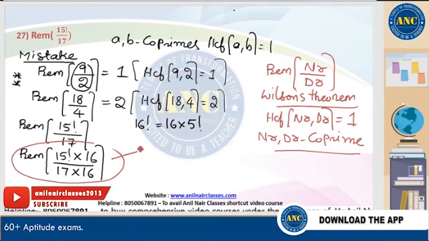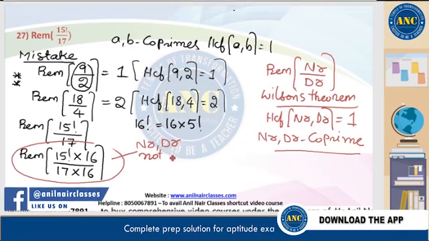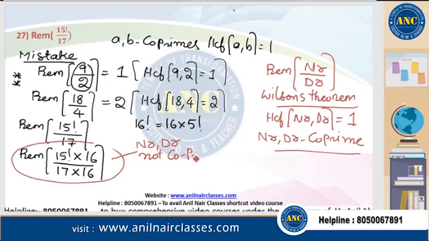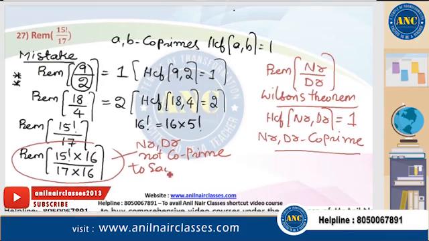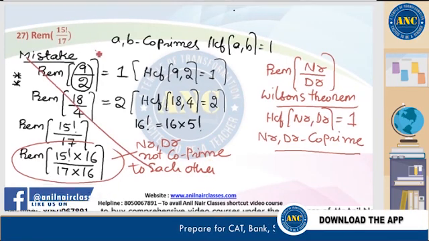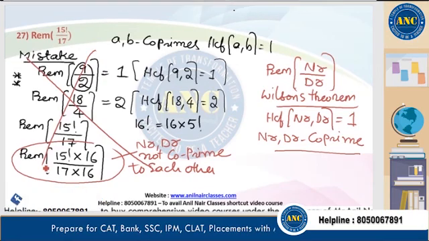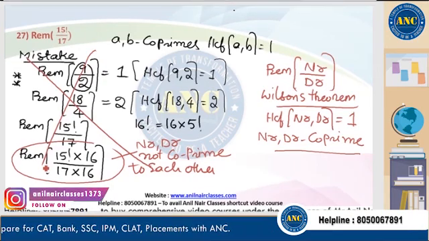What you are doing is, you are making the numerator and denominator not co-prime to each other. That is a mistake. Try to make it co-prime to each other. I hope it is clear. This is the mistake most of the students will do. Try not to do this mistake.